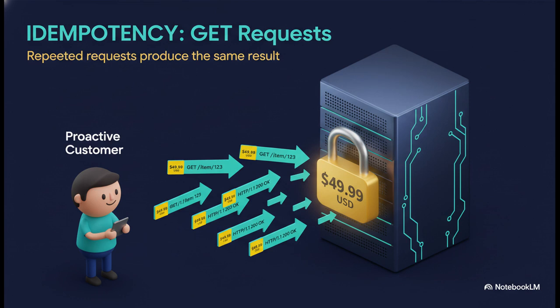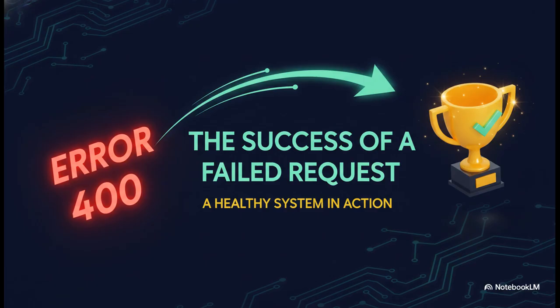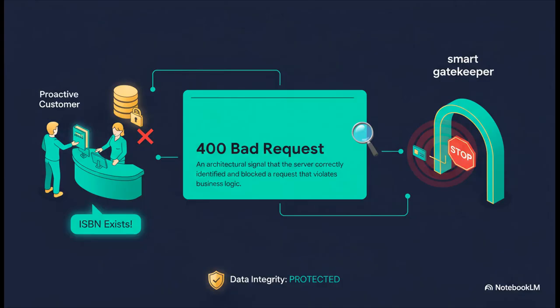All right, now for something that might be a little bit counterintuitive. As developers, we're kind of trained to see errors as failures, right? But in a well-designed system, sometimes an error is actually a success story. It's a sign that your architecture is working exactly as it should. A 400 bad request error, it's not a server crash. It's an architectural signal.